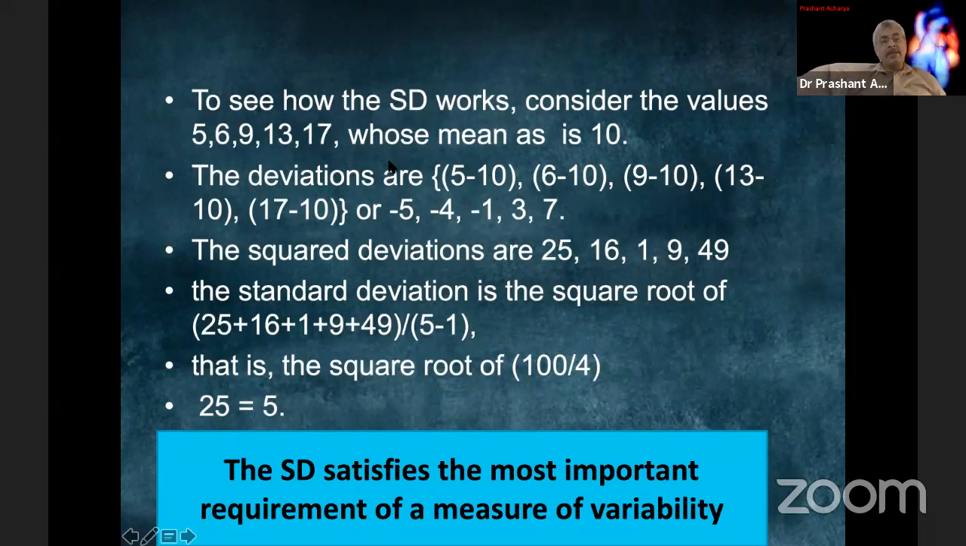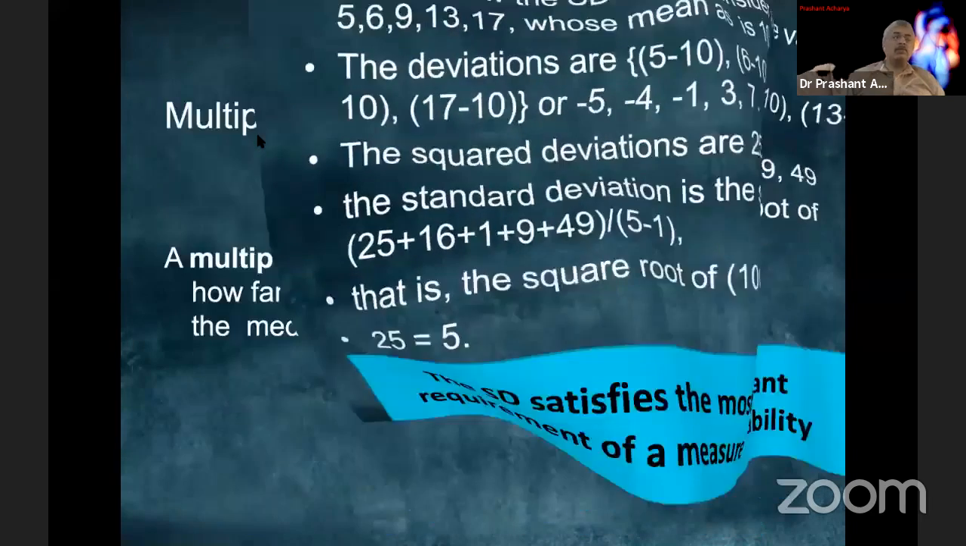In the same way, if I take 2 standard deviations plus or minus from the middle figure, the mean, which was 10, that is 2 times 5, 10 on both sides. This is going to cover almost 95% of normal data. That's how the standard deviation is calculated.